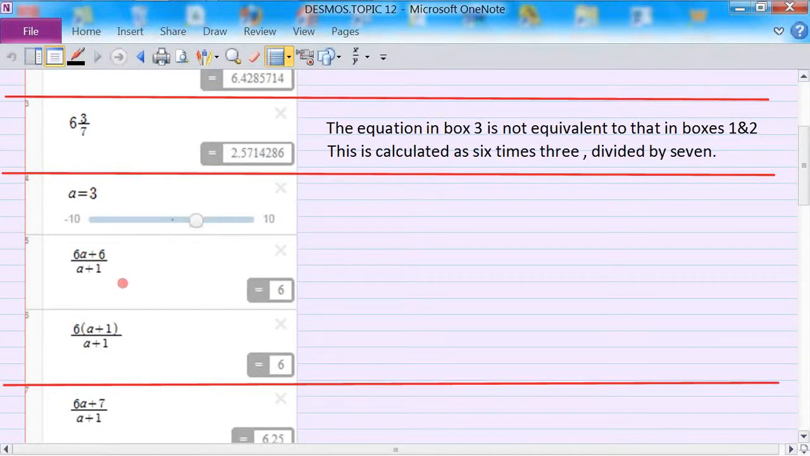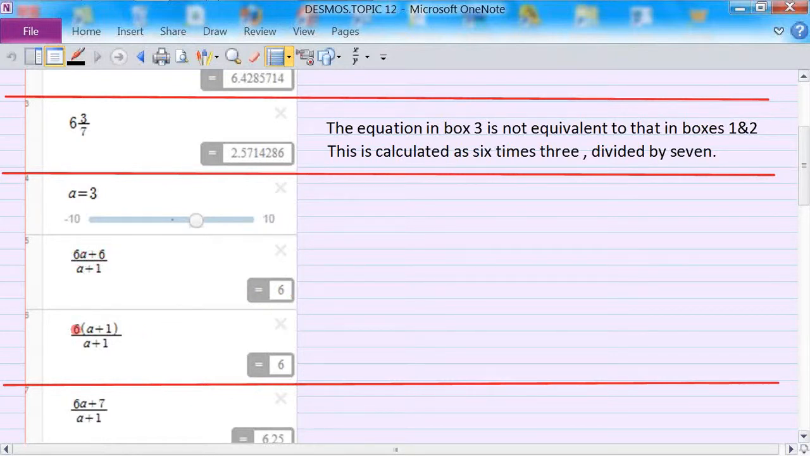If we set a equal to 3, and we have 6a plus 6 divided by a plus 1, we get 6. Because this would be 18 plus 24 over 3 plus 1, which would be 4. 24 over 4 would give us 6.